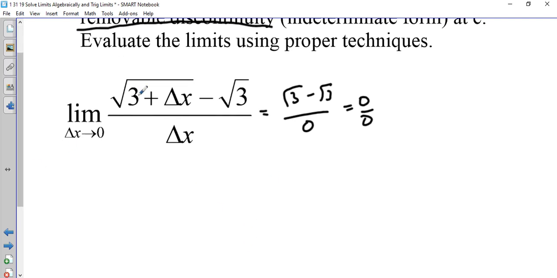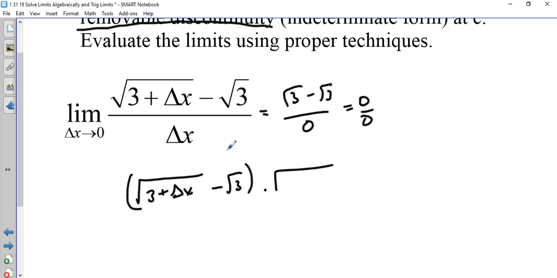Well, we have the square roots here. Square roots tell us we're going to use the conjugate, rationalization techniques. So we're going to take this square root of 3 plus delta x minus the square root of 3, and we're going to multiply this expression by its conjugate. Actually, we're going to multiply this expression by 1, because that's why we use the conjugate, top and bottom.